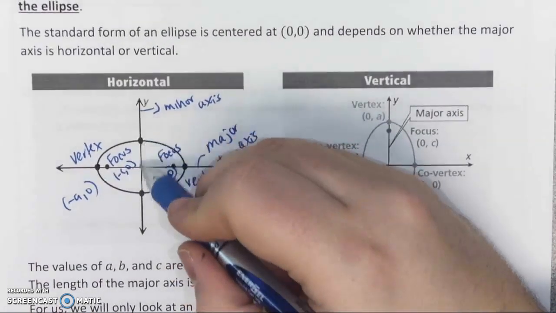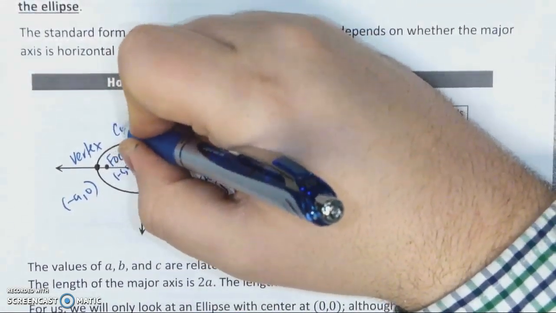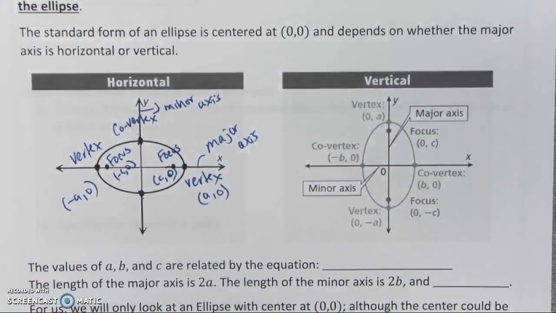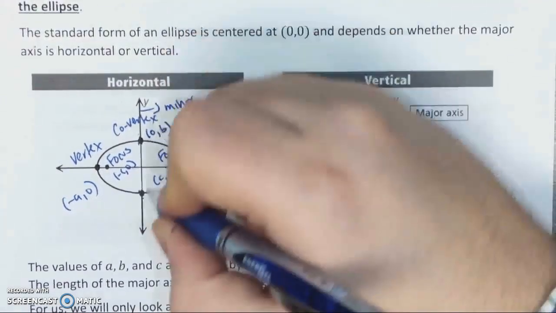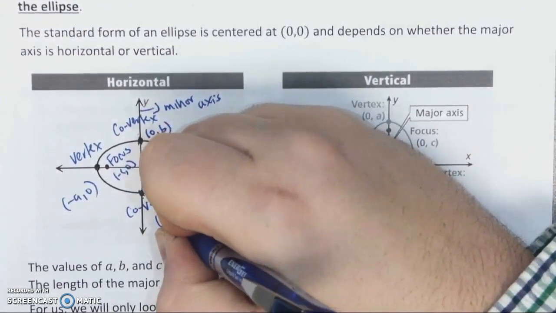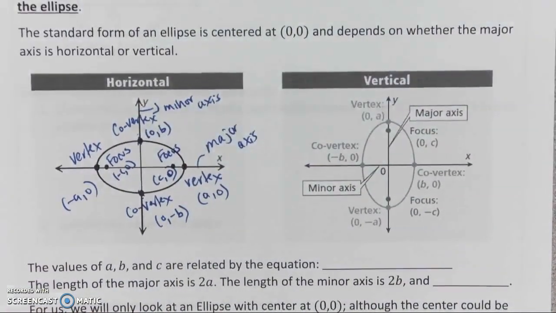Then the last two points we have to label are these two, and these are going to be your co-vertices, or your co-vertex. And that's going to be at the point 0, comma b and the point 0, comma negative b. So we labeled the horizontal one just so we could see what all this stuff was. The vertical one is given to you.